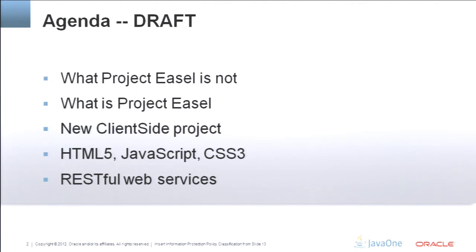We'll talk about client-side projects, which is a new thing that we have in NetBeans 7.3 beta, which we're hoping to see released anytime soon, in the next few days, a week. As soon as we can get it there, we'll get it there. We'll talk about HTML5, what we're doing with that in the new editor, what we're doing with the brand new JavaScript editor, which has a lot of great stuff in it, and some CSS3 capabilities. And then we'll end up talking about some RESTful web services and how we can interact with those from the client side.